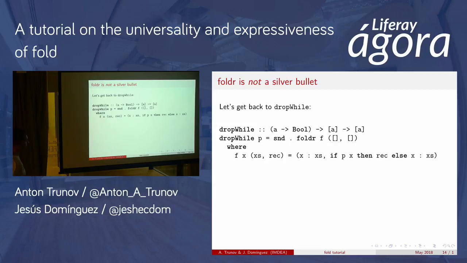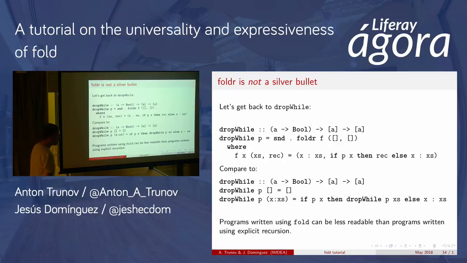But you see, now we have a pair. We have the tail of the list. So we now can use it to leave the list alone. If we don't find anything that satisfies this predicate, we don't have to drop anything, and so we just return the initial list.